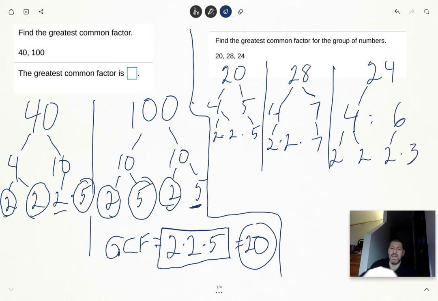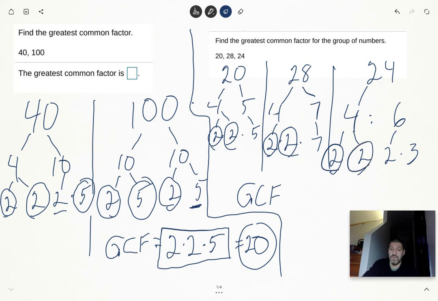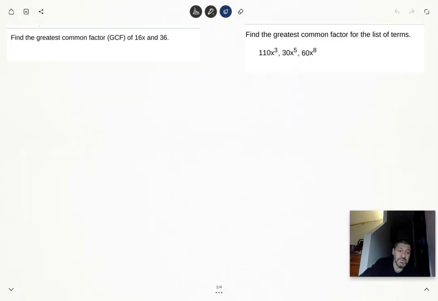Same thing. What's common to all these numbers? Every single one of these has a 2. Every single one has 2 2's. So that's for sure common to all of them: 2 times 2. And there is nothing else that all three of those numbers have. So the greatest common factor is in fact 2 times 2, or 4. Remember, that's the largest number that goes into all numbers. It's the greatest common factor.